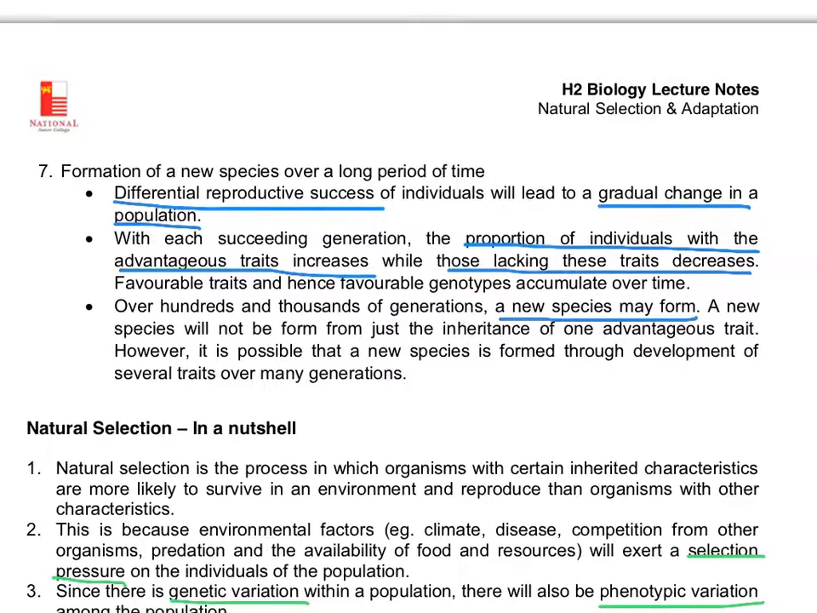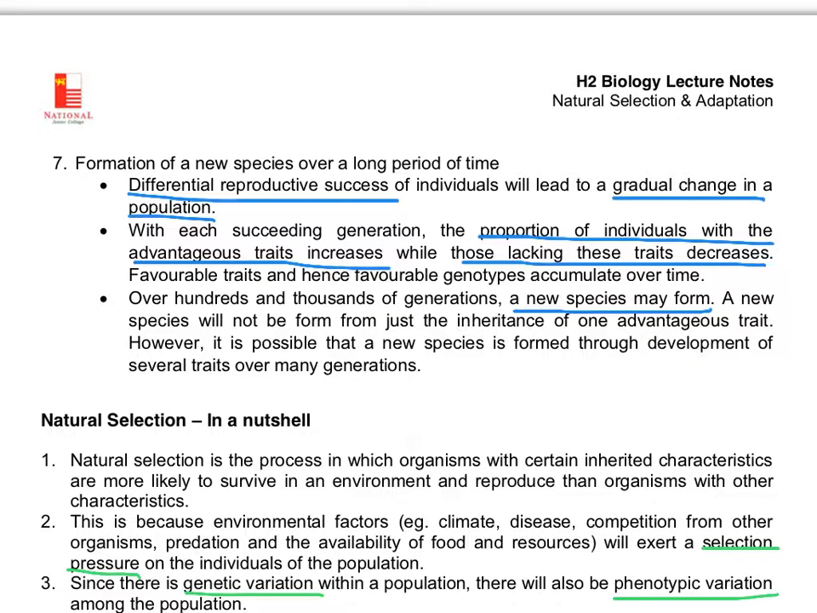Next is speciation, the formation of a new species over a long period of time. Because of this differential reproductive success, over time the proportion of individuals with advantageous traits will increase, and those lacking these traits will decrease. And usually when we talk about evolution, we're not just looking at one trait. You have many traits that are changing over time. So over many thousands of years, you might actually have a new species forming.